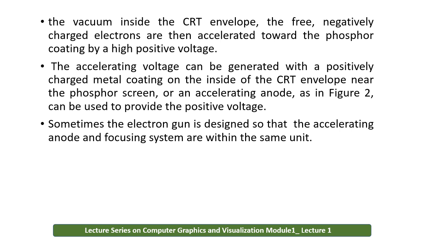The free, negatively charged electrons are then accelerated towards the phosphor coating by a high positive voltage. The accelerating voltage is generated with a positively charged metal coating on the inside of the CRT envelope near the phosphor screen, or with the accelerating anode, as we have seen in the figure, which can be used to provide some positive voltage. Sometimes the electron gun is also designed so that the accelerating anode and focusing system are within the same unit.